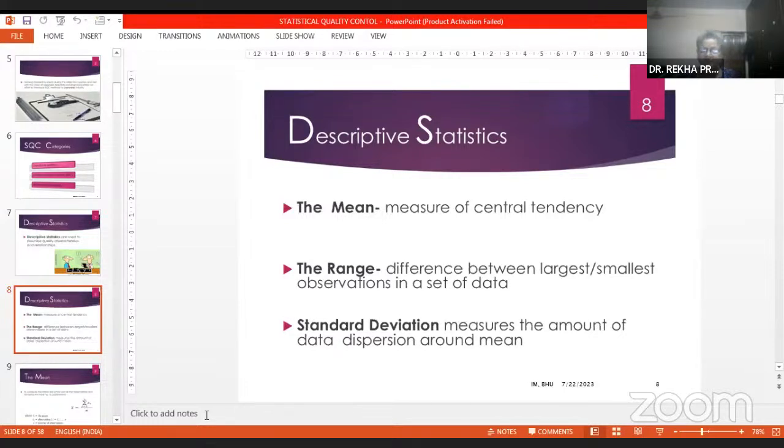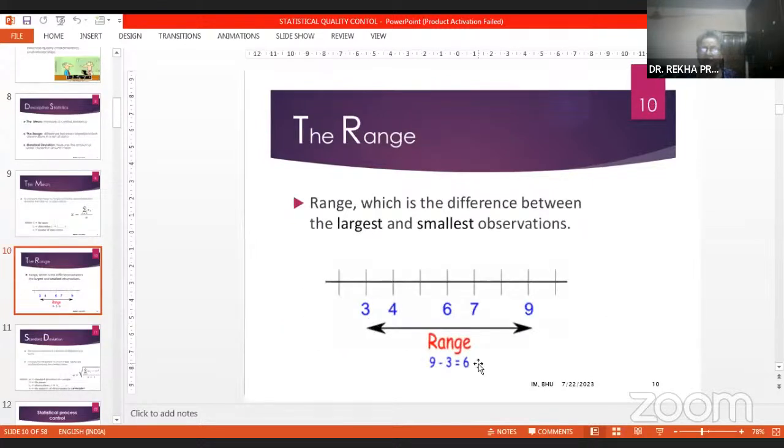This is range. Here range is from 9 to 3. It is the difference between the highest, largest and the smallest observation. 9 is the largest and 3 is the smallest. So range is 6, 9 minus 3.